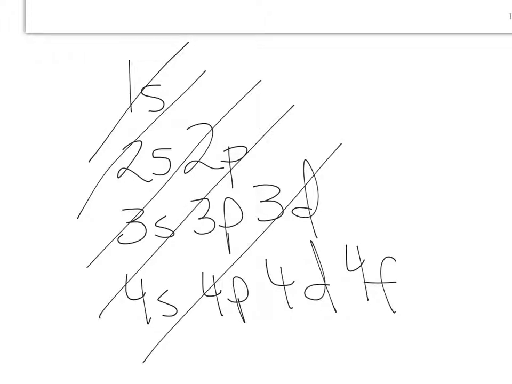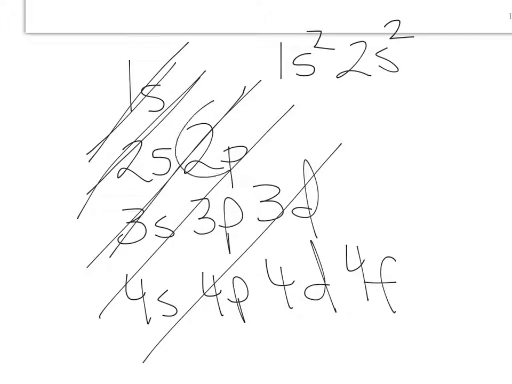So for example, for carbon, which has 6 electrons, we'll grab 1s. How many can we put there? 2. That's the first level. Then the second will be 2s. How many can we put there? 2, and then the next one is 2p, and we have to put there 2, 4, and 6. When you add all these, it's equal to the number of electrons in the neutral atom.